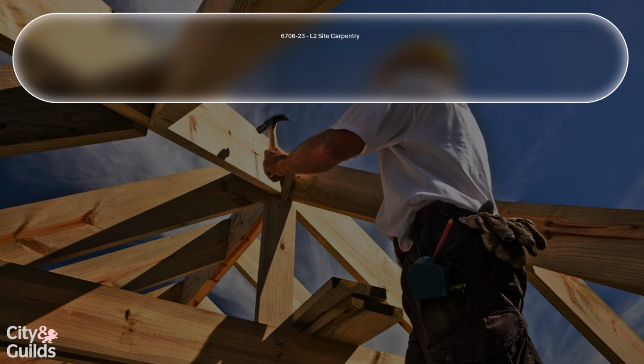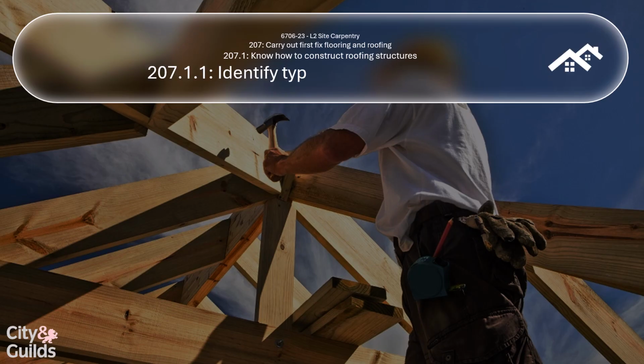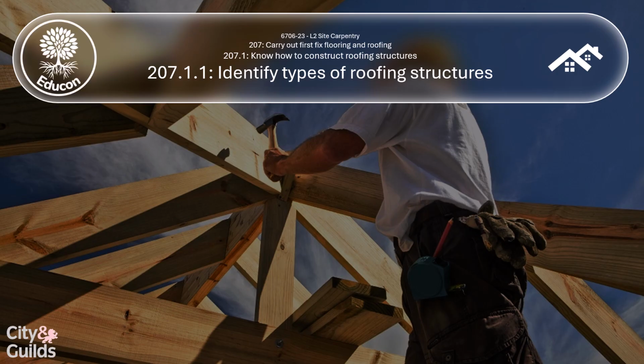This is part of the Unit 207, Carry Out First Fix Flooring and Roofing. Module 207.1. Know how to construct roofing structures. Sub-Module 207.1.1, Identify types of roofing structures. This learning material was brought to you by Educon, written and developed by James Ricks.